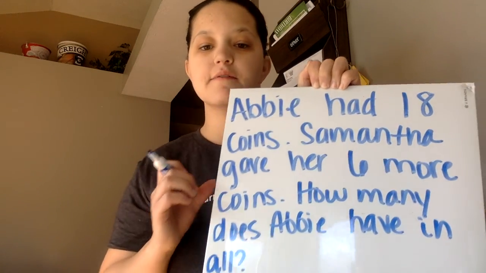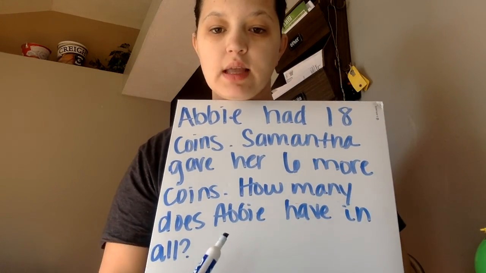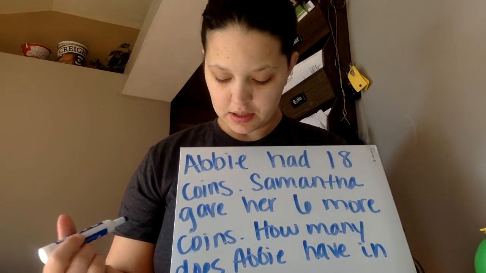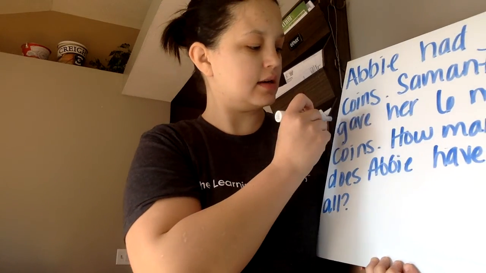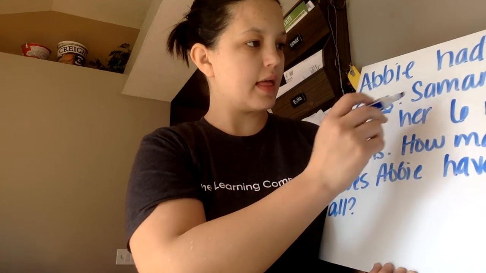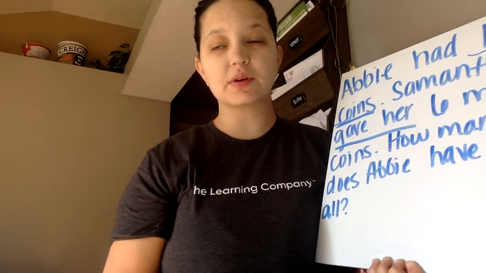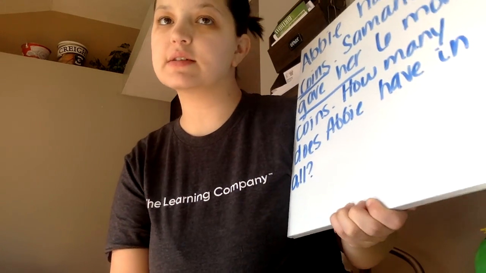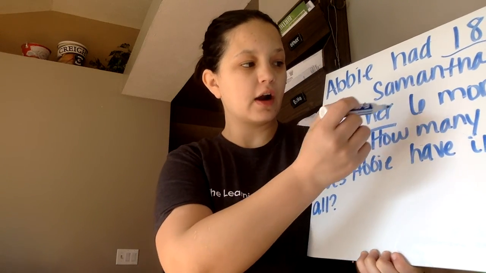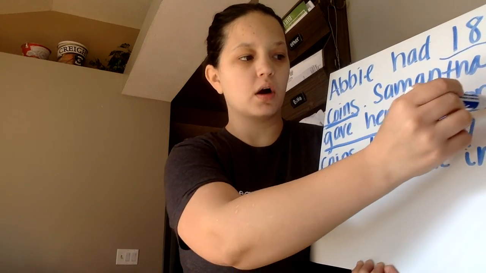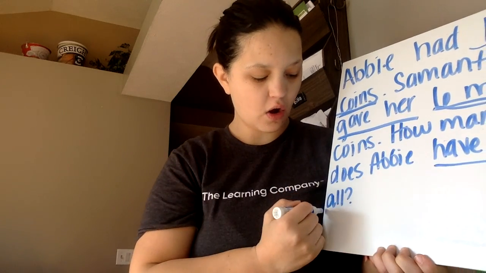Okay, so here I have Abby had 18 coins. Samantha gave her 6 more coins. How many does Abby have in all? So keywords here. So first I'm looking, she had 18 coins. And then it says Samantha gave her here. So it did say gave her. So we have to look at this information because then we have to look at the wording of how it was. So this is gave her and then 6 more. So we have to look at that keyword more, and it says have in all.